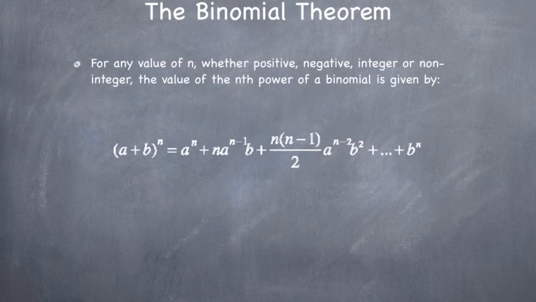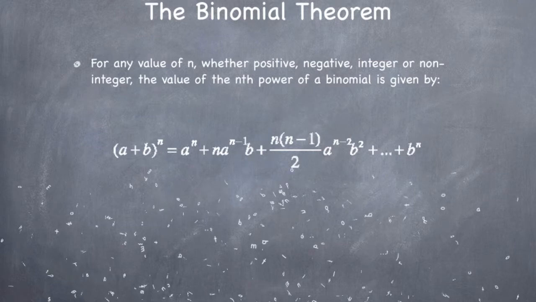a plus b to the nth power equals a to the n power plus n a to the n minus 1 b plus n times the quantity n minus 1 divided by 2 times a to the n minus 2 b squared, etc. Yeah, it looks pretty intense, but it's not. It actually makes life a lot easier.